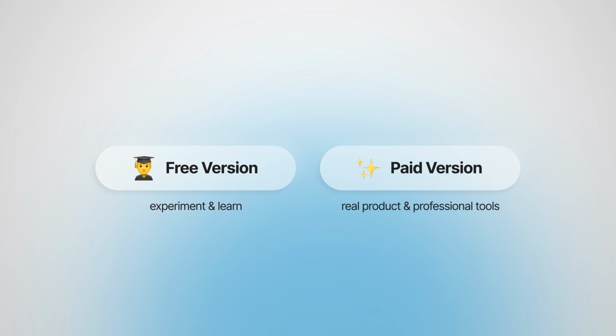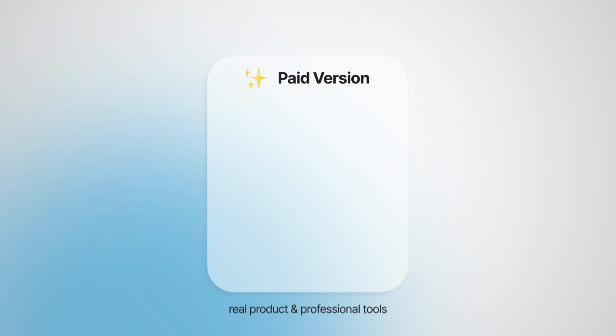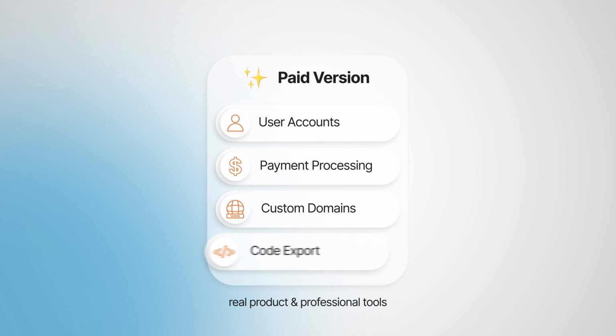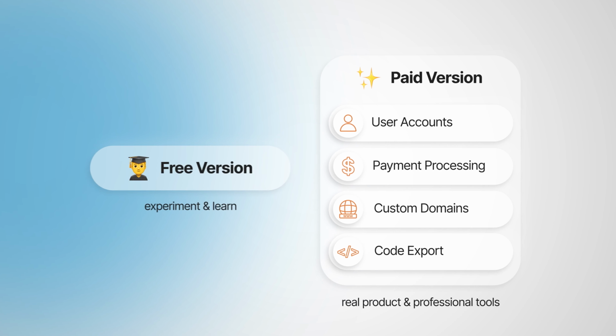Every vibe coding platform has a free tier that lets you try it out, and a paid tier that gives you the features you need to actually turn the prototype into a real product. Things like user accounts, payment processing, custom domains, and code export. That's true whether you're using Base44, Lovable, Bolt, or really any other tool. The free tier is where you learn and experiment. The paid tier is where you build something real.